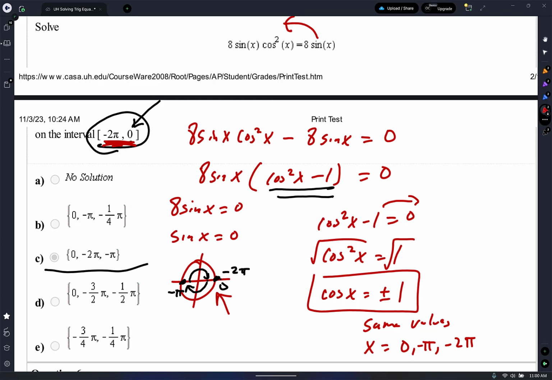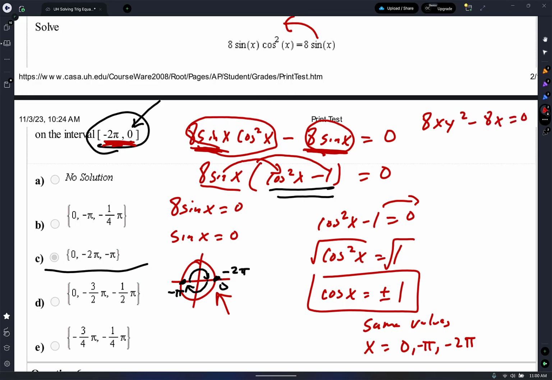Start back from where you put 8 sine x times cosine squared x minus 1 equals 0. Yes, so I factored out the 8 sine x. Why did I do that? Because I saw an 8 sine x here and I saw an 8 sine x there. So notice that if I distribute this, I would get 8 sine x cosine squared x minus 8 sine x. So all I'm doing is distributing, guys. It's just like if you had 8xy squared minus 8x equals 0. What would you do? 8x times the quantity y squared minus 1.